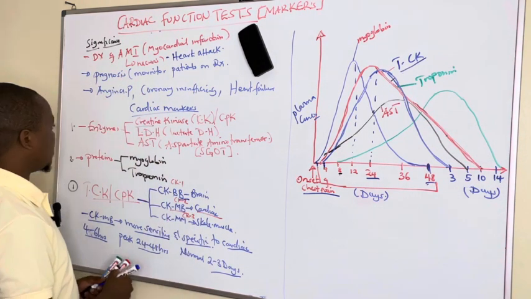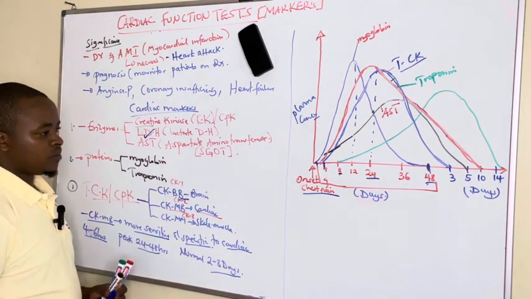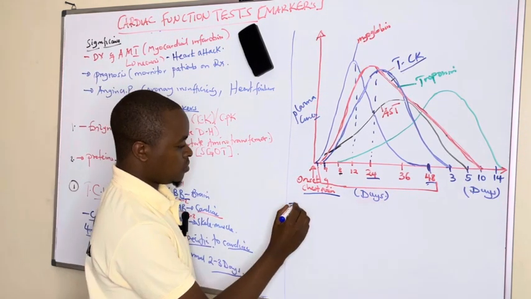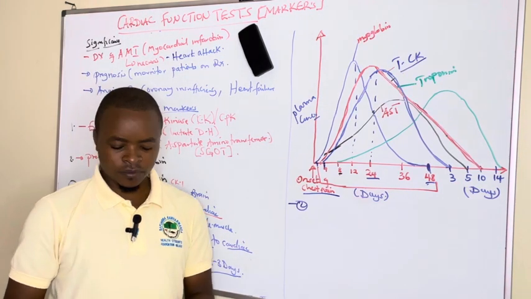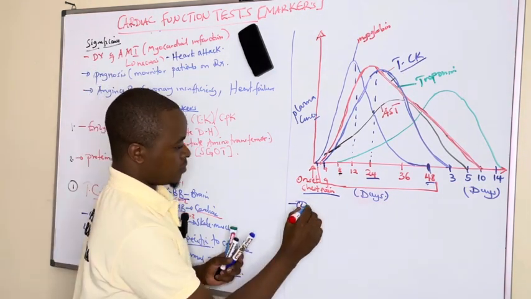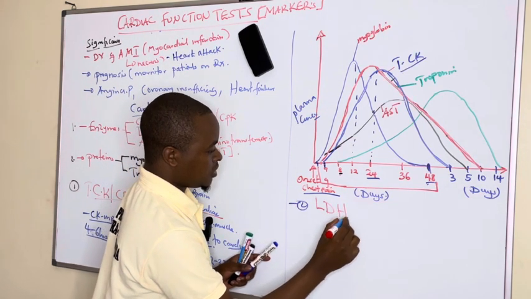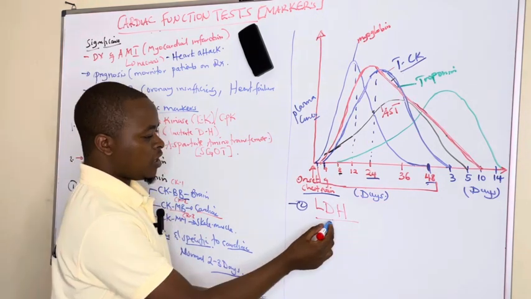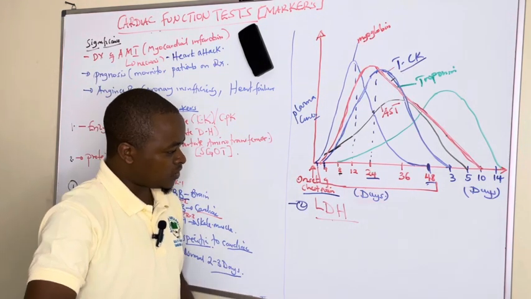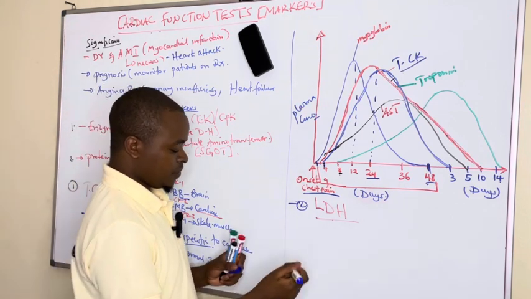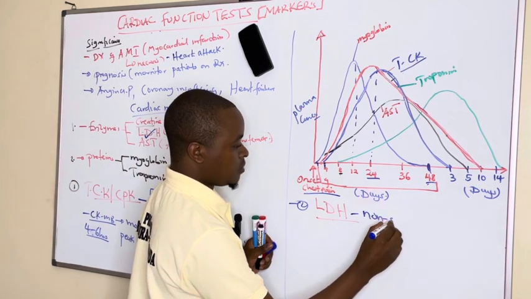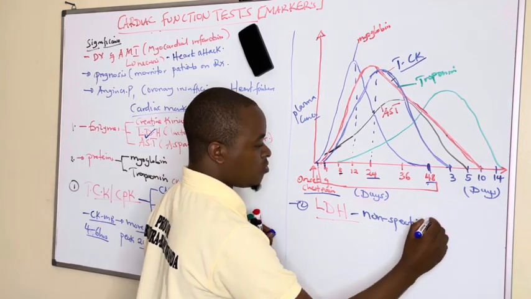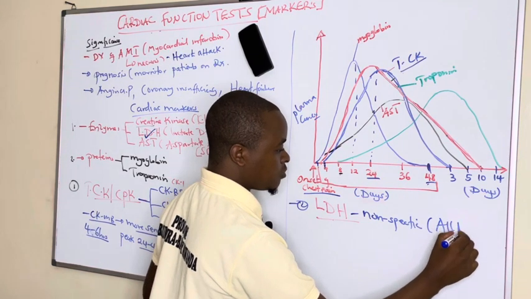Another enzyme we can look at is LDH, the second one, which we are calling lactate dehydrogenase. Lactate dehydrogenase is an enzyme which is non-specific. Why is it non-specific? It is found in almost all tissues in the body.